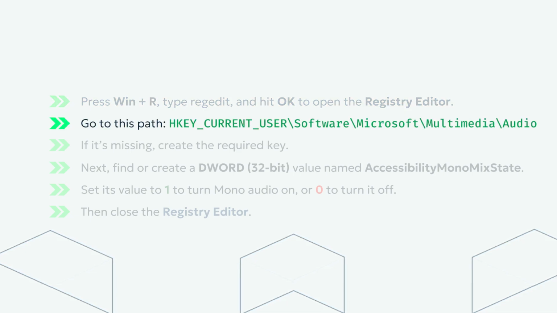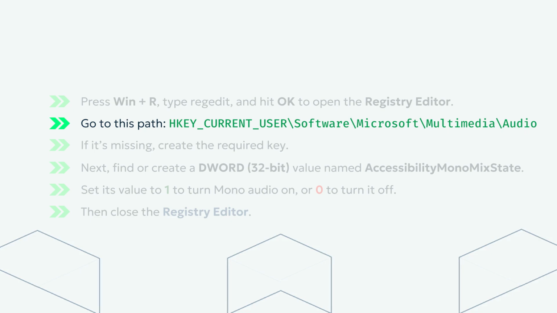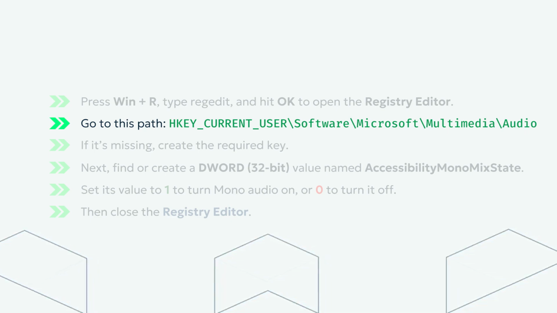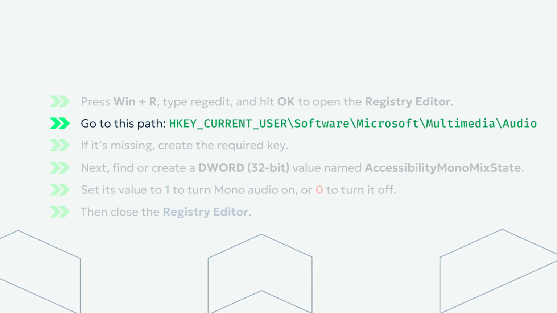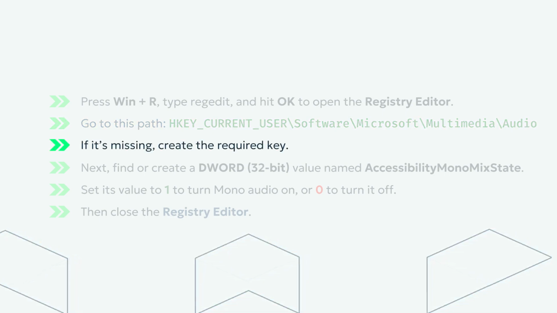Go to this path: HKEY_CURRENT_USER\Software\Microsoft\Multimedia\Audio. If it's missing, create the required key.